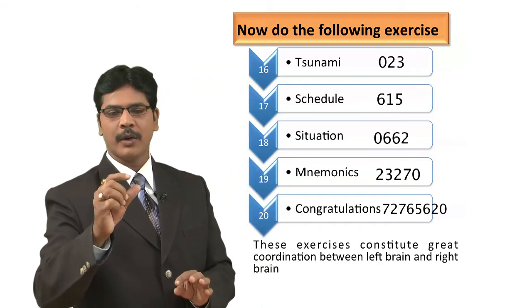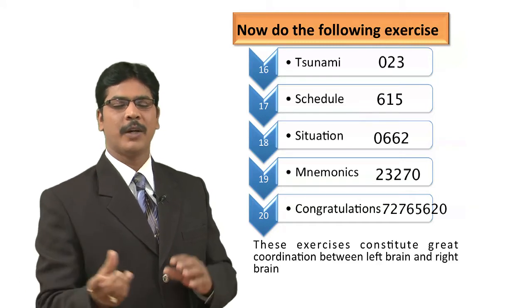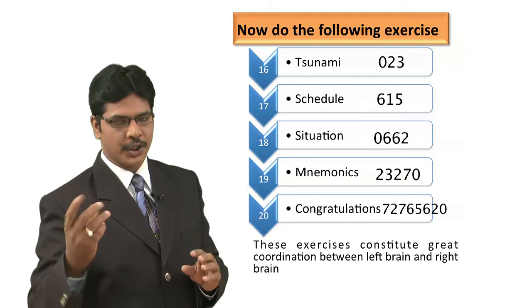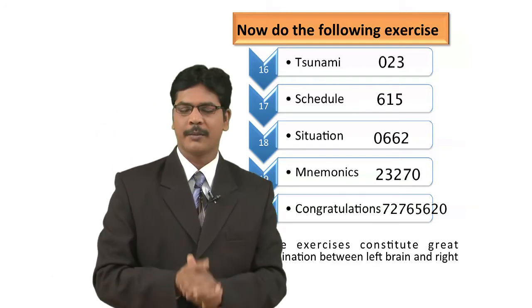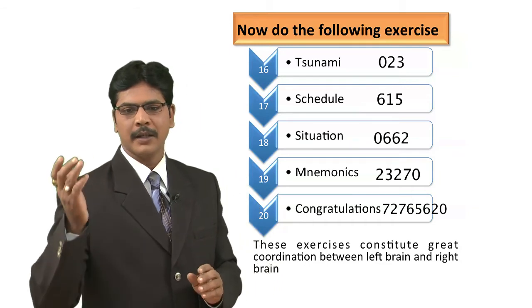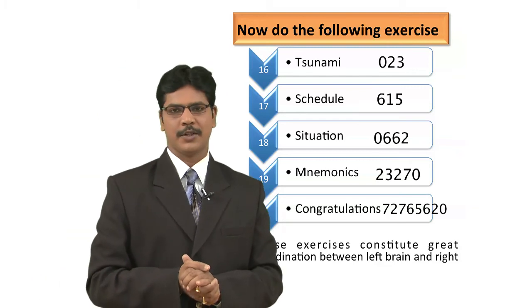See, congratulation. Next T is sounding like sh. One T is sounding like j. One T is sounding like sh. So based on that, you have to write the number. So that's the answer: 747, 65620. That's the answer for congratulations.